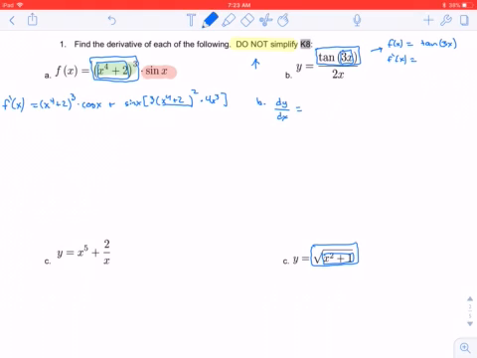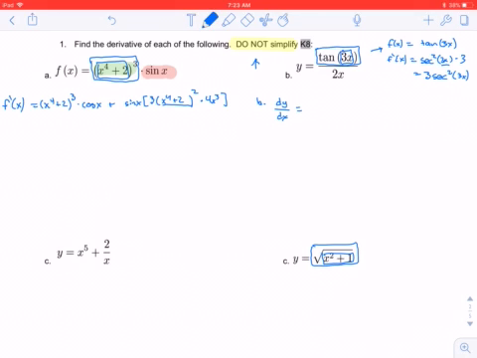Which would be the derivative of the outside, secant squared, keep the inside the same, 3x, times the derivative of the inside, which would be 3. So the derivative of tan of 3x would be 3 secant squared of 3x. Okay. And so we can just do that sort of as an aside, so that when we go to do our actual derivative, we can just write it right in.